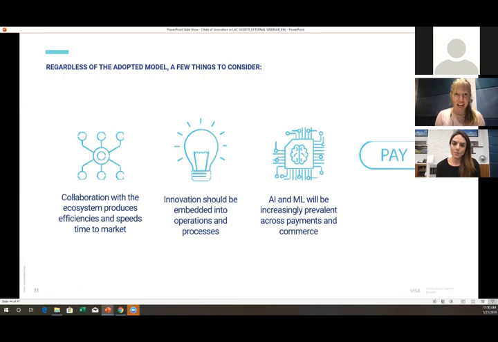AI, machine learning, and other high technologies that we mentioned will be increasingly prevalent across payments and commerce globally, and we need to start to take these technologies more seriously and figure out how they are adding value, what are the best use cases where I can incorporate them, how are they going to disrupt the business, and how can I take advantage of that, okay?